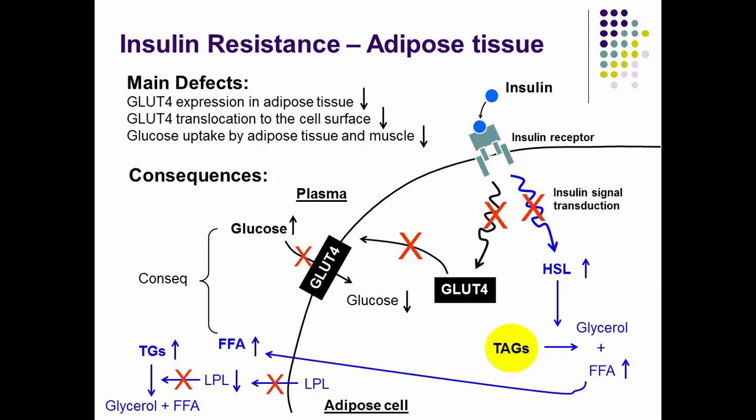So in diabetic patients, again, the blood glucose levels increase, and fatty acid levels also increase, as well as the triglyceride levels, right, in the type 2 diabetic patient. So this is how adipose tissue contributes to blood glucose level, fatty acid level, and triglyceride level in the type 2 diabetic patient.